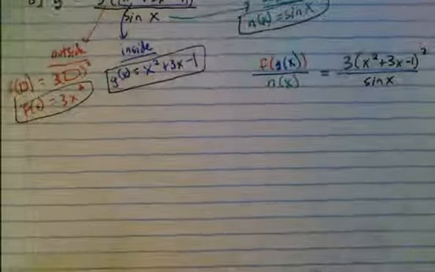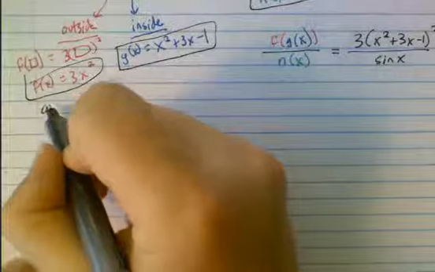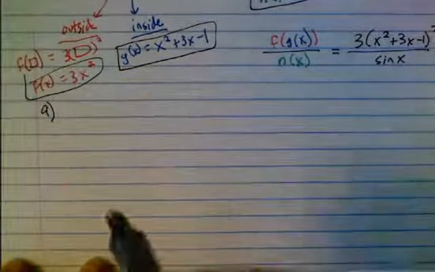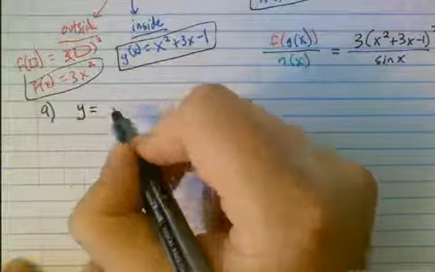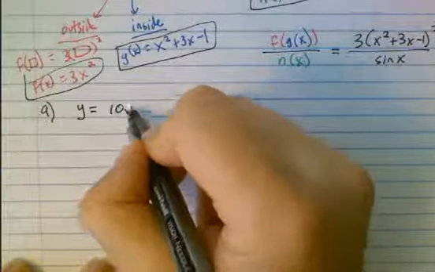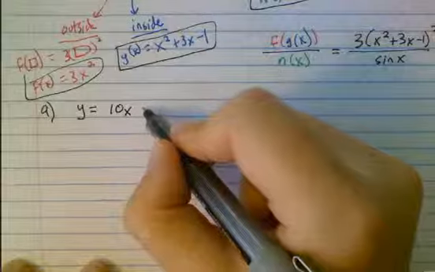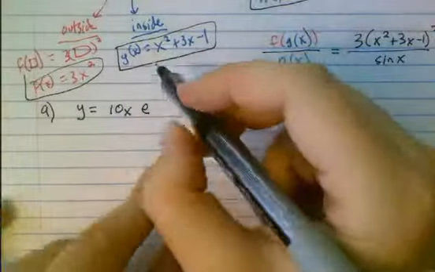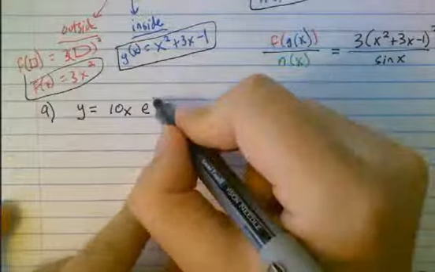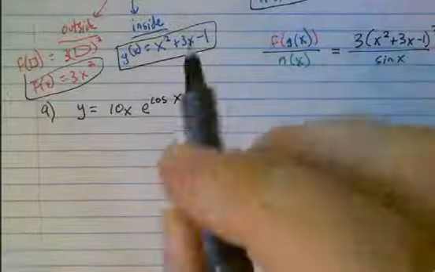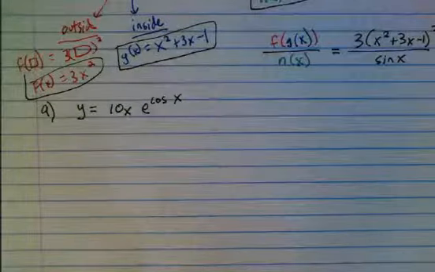One last problem. Let's do a check for understanding. Let's make our function y equals 10x e to the cosine of x. Go ahead, pause the video.